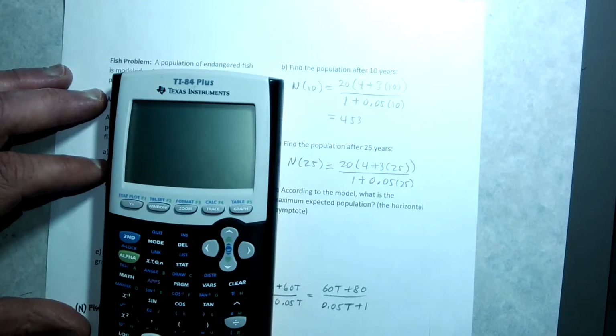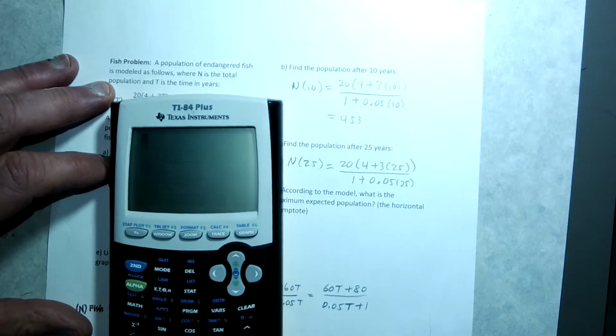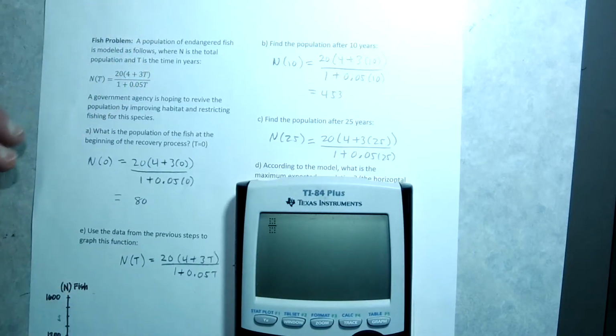And so I have alpha y equals. Choose my fraction feature. And let me see if I can get this all to show here. That looks good. And then I'll just put 20 and then parentheses 4 plus 3 times 25. Close that parentheses, and then down on the bottom I have 1 plus 0.05 times 25. And that answer turns out to be 702.